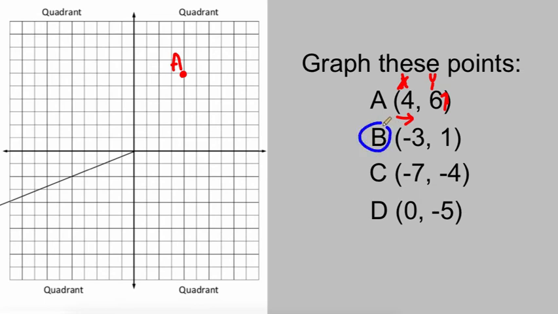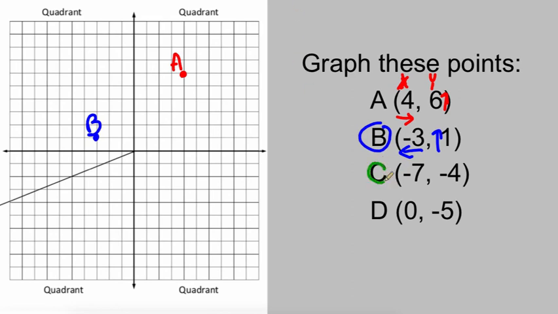Next one, B, -3 for my x. A negative x is going left. And then a positive 1 means going up 1. So it's just giving me directions from my origin. I'm going to go -3, so left 3, up positive 1, and that's my point B.